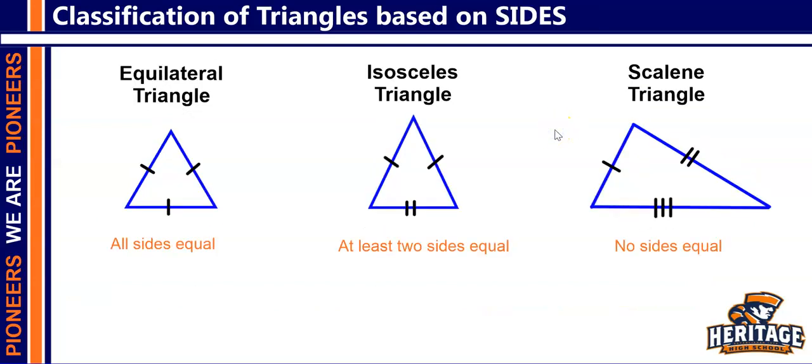The last thing we'll cover is the classification of triangles based on the sides. If all sides are equal, that is an equilateral triangle. If you have an isosceles triangle, then at least two sides are equal. So you can say that an equilateral triangle is also an isosceles, but you can't say it the other way around. The last triangle is called the scalene triangle, which is where no sides are equal.